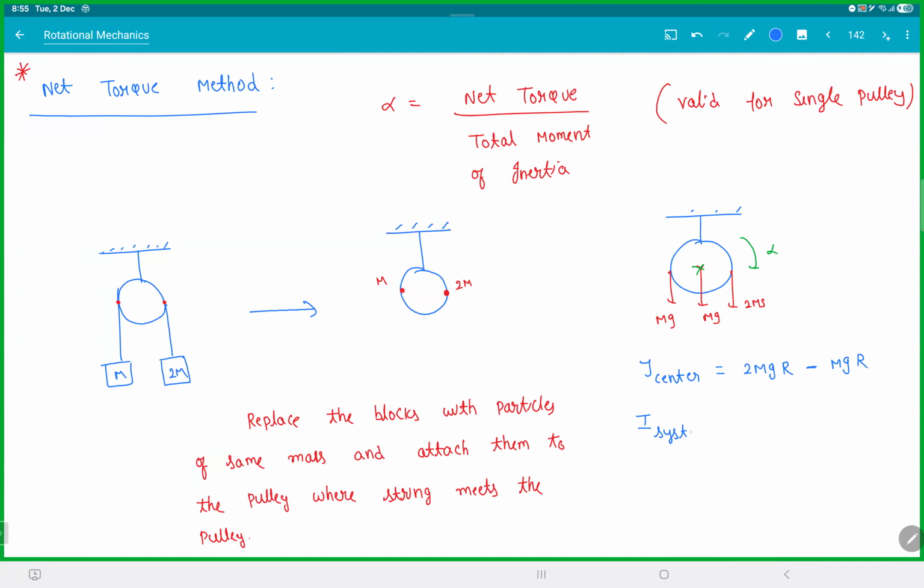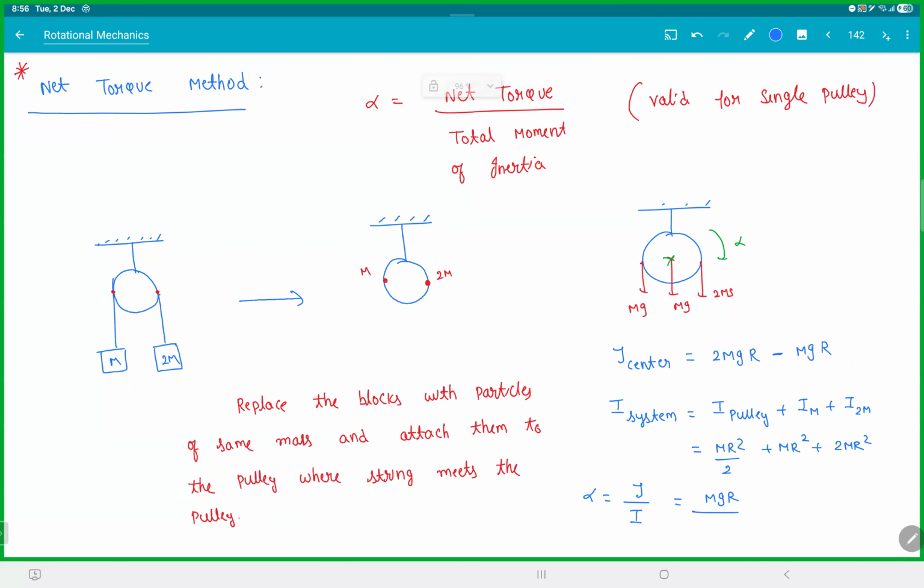What is moment of inertia of the whole system? Remember, what is the system? The two particles and the pulley, which is I of the pulley, moment of inertia of mass m, and moment of inertia of mass 2m. Pulley's moment of inertia is mr square by 2. This is mr square and this is 2mr square. Therefore, alpha will be torque by I of the system, which is mgr by 7 mr square by 2. 2g by 7r. A is equal to r alpha for no slipping in this case, and you'll get the acceleration from there. Is that clear, everyone?